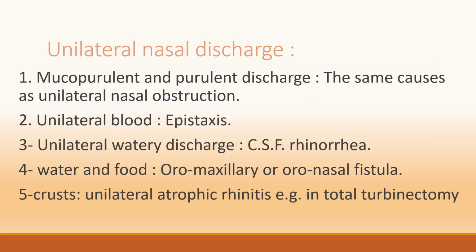What causes unilateral nasal discharge? Mucopurulent and purulent discharge have the same causes as unilateral nasal obstruction. Or unilateral blood, like epistaxis; watery, CSF rhinorrhea; water and food, the same, oroantral or oronasal fistula; and crusts if we have unilateral atrophic rhinitis, which is usually iatrogenic due to total turbinectomy.